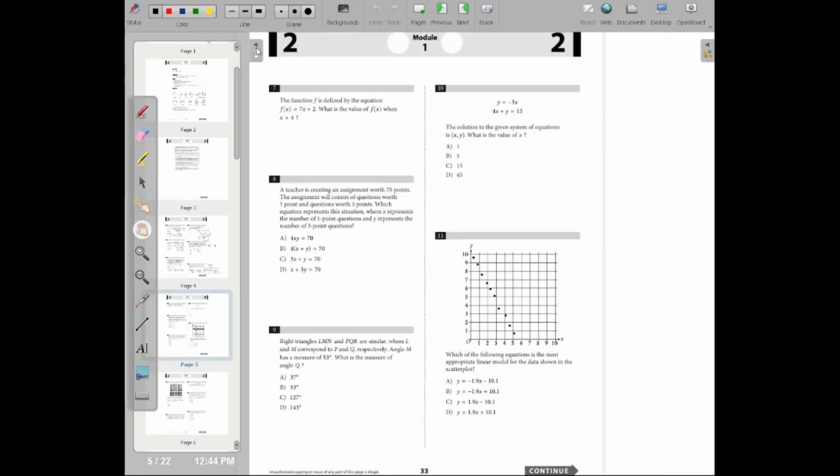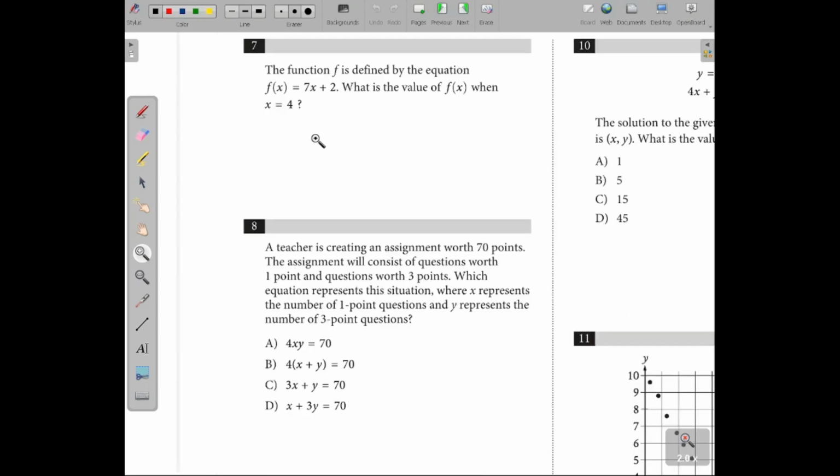Now number 7. This function f is defined by this equation. What is the value of the function when x is equal to 4? So we just need to replace this value of x in this function. So what is this function of when x is equal to 4? So we just replace the x with 4 plus 2.